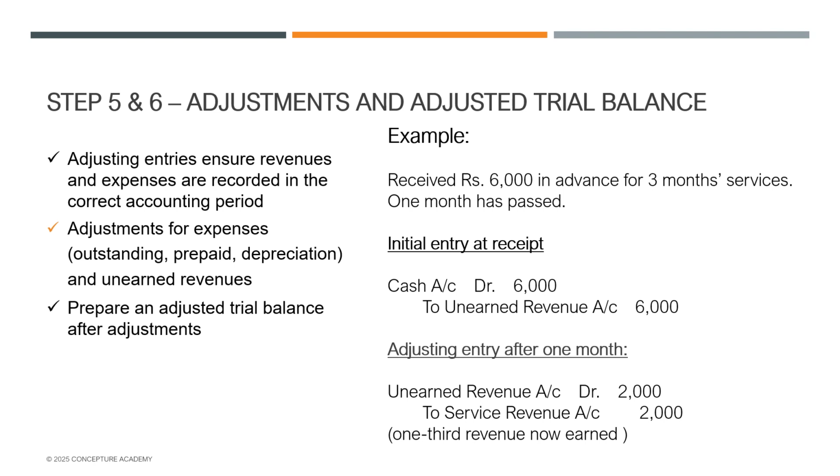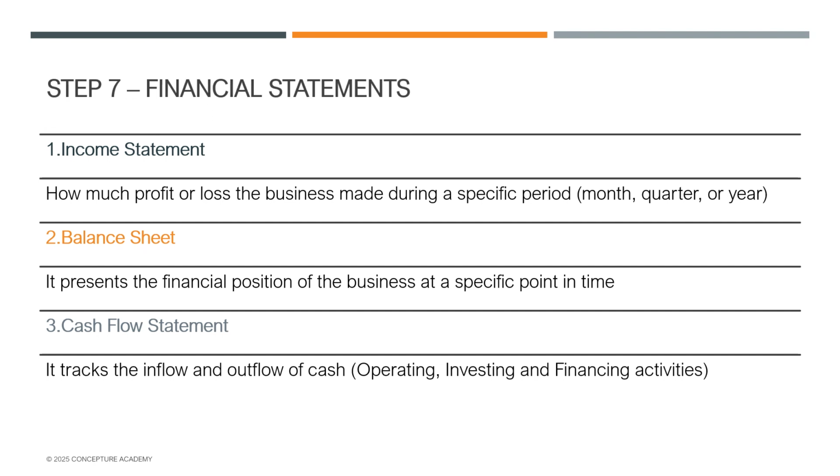So this shows that 2,000 rupees is now recognized as earned revenue and the remaining rupees 4,000 is still a liability until the services are provided. So the key idea is adjusting entries shift amounts from assets or liabilities to expenses or revenues as they are used up or earned. So after making all these adjustments, we prepare the adjusted trial balance, which then leads us to the financial statements. Now we are ready to prepare the financial statements.